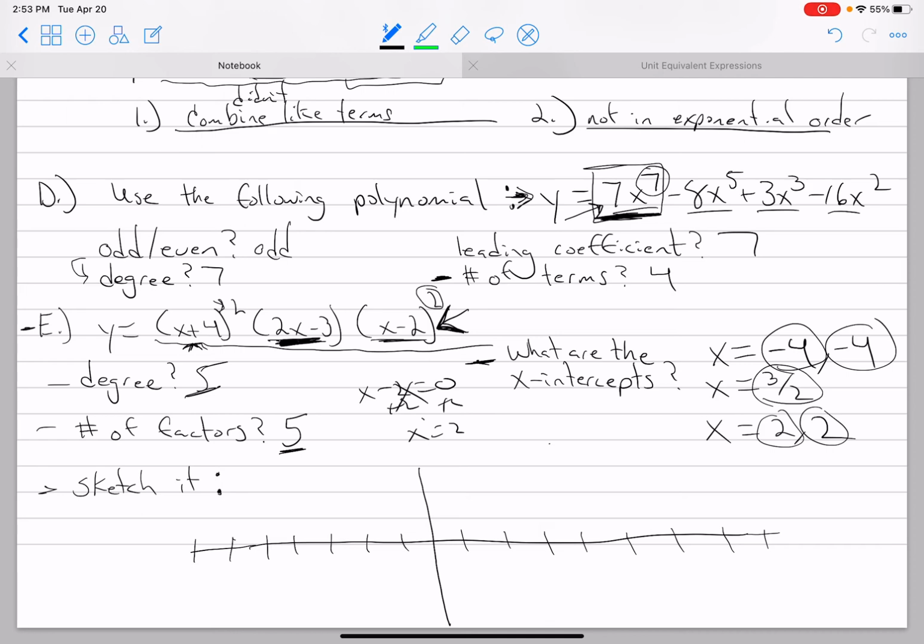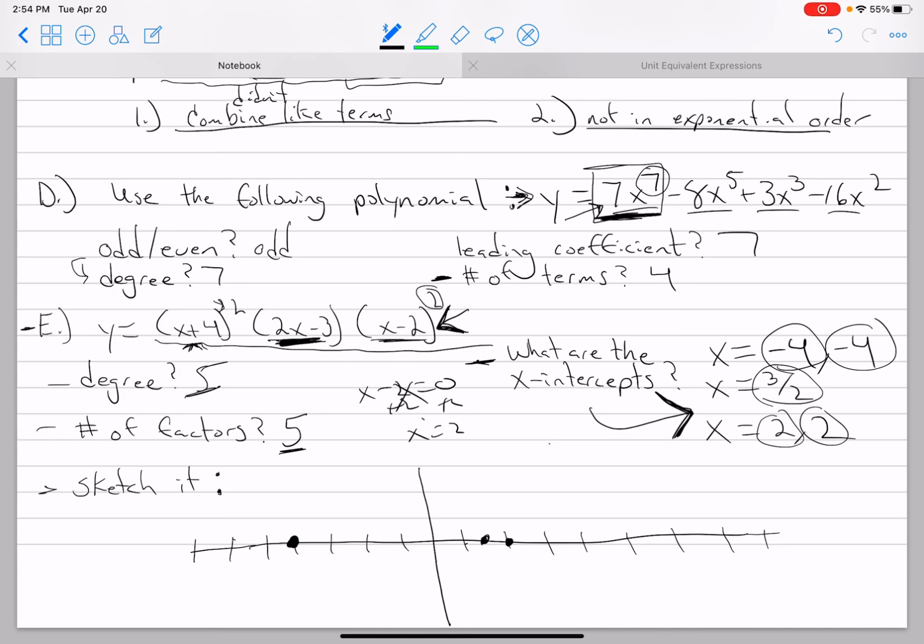So last thing, draw it. Okay, well, I know my x-intercepts are sitting right here. So I know an x-intercept happens at negative 4. Actually, 2 of them happen at negative 4. I know 3 halves, right? So that's 1 1/2. So here's 1 1/2. So x-intercept happens right here. And then x-intercept happens at 2. Okay? So, well, let's see. What is this? This is 5.